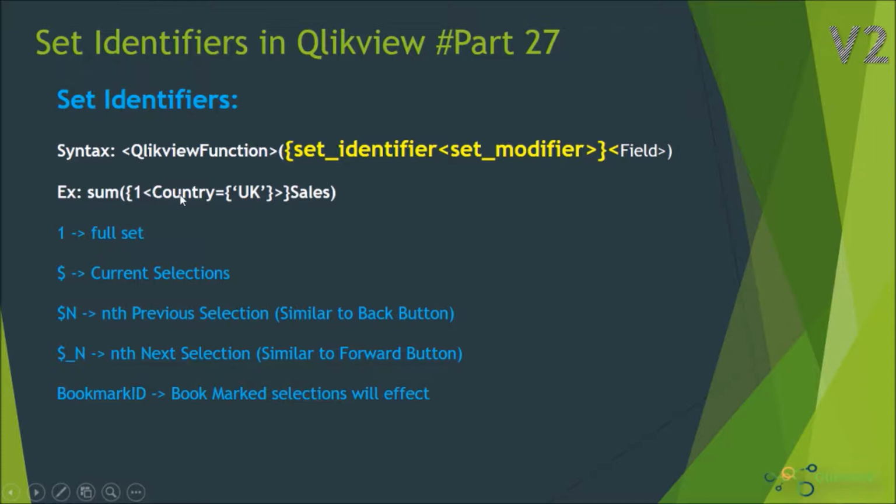So we'll see the identifier and the modifiers which we have seen, right? So here I'm using the 1 as my identifier and I'm specifying the modifier with country equals to UK, meaning my analysis will be setting country for that, and it will be sales. So sum of sales for the country UK regardless of the current selections. So that is what the 1 is. So let's quickly jump into each and every identifier and their significance. Now this identifier 1 indicates it's a full set, right? So identifiers always must be inside the curly braces, right? So let's jump into QlikView and see what is the significance of the full set, or identifier 1.